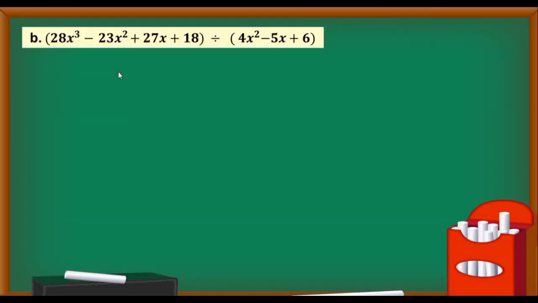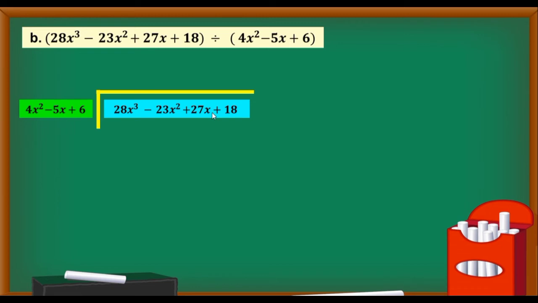Okay? Next one is 28x cubed minus 23x squared plus 27x plus 18. I-divide po natin kay 4x squared minus 5x plus 6. O ngayon, trinomial naman po ang ating divisor. So, paano po? Ulitin natin, nasa loob po ng ating division bar ang ating dividend, which is 28x cubed minus 23x squared plus 27x plus 18. At yung divisor natin ay nasa labas, which is 4x squared minus 5x plus 6.